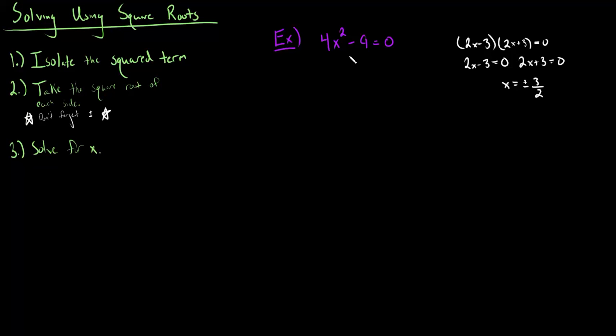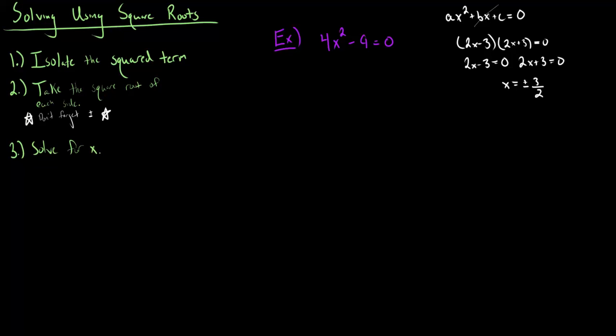Generally we're able to solve using square roots when we're missing our linear term. Remember that the standard form of a quadratic equation is ax squared plus bx plus c equal to 0. Notice this problem doesn't have the bx term. That's our linear term. This is a dead giveaway that we can solve this using square roots. There's really just 3 steps to solving using square roots.